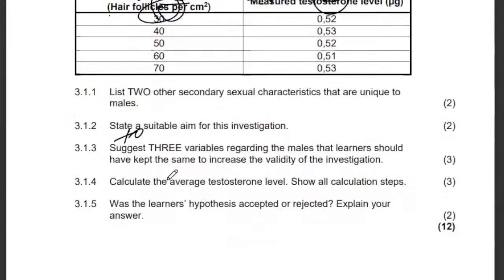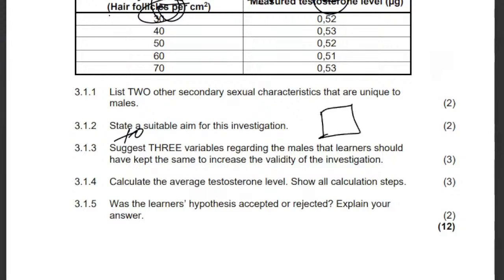State 3 variables regarding the males that the learners should keep constant to increase the validity of the investigation. So there are so many, but maybe you can think about the age of the males, or the males. You don't mix the females, meaning the sex of the individual must be kept constant. Maybe the type of character. Look at the character you're looking at. The hair. You don't go for other factors. Then maybe you can also talk about the size.